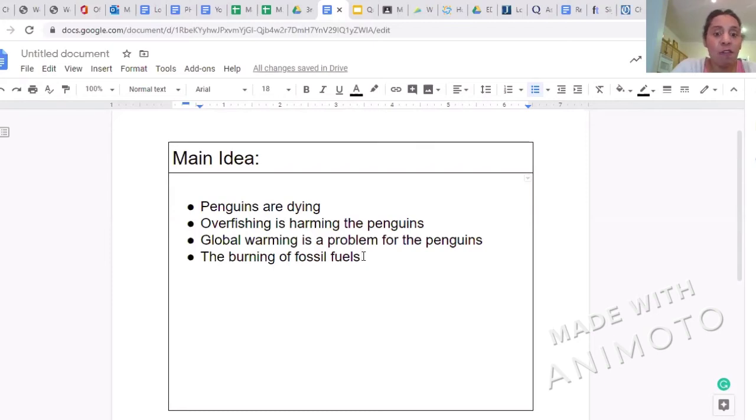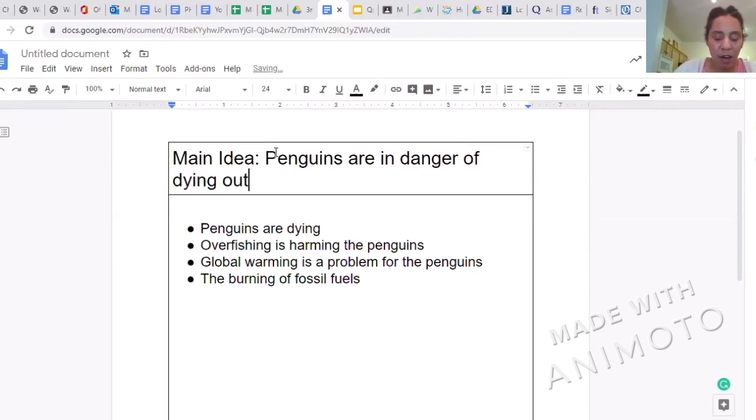Another detail tells me that overfishing is harming penguins. Another detail tells me that global warming is causing a problem for penguins. And then it goes on to say that the burning of fossil fuels is also a problem for penguins. So I believe that the author is trying to tell me that penguins are in danger, right? Because they're dying, overfishing is a problem for them, global warming is a problem for them. So I believe the main idea of this passage is penguins are in danger.